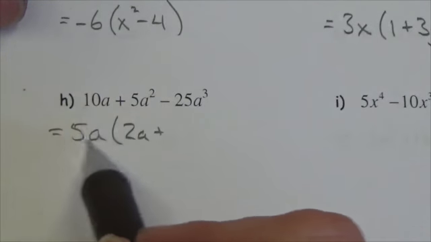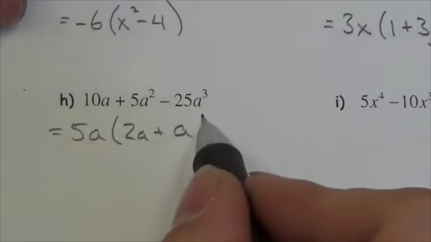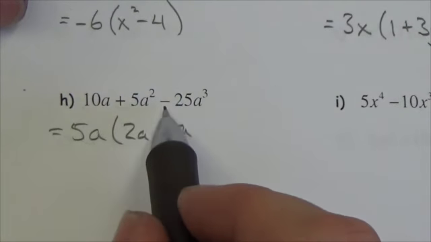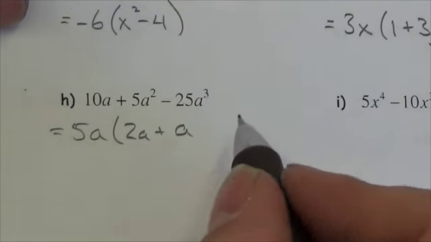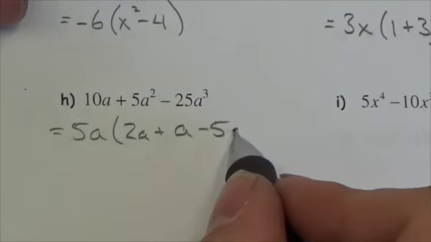5a squared divided by 5a, well, the 5's will cancel. You're going to get a squared over a. That'll leave you just a single term there, a. Negative 25 divided by 5a will be negative 5, and a cubed divided by a would be a squared.